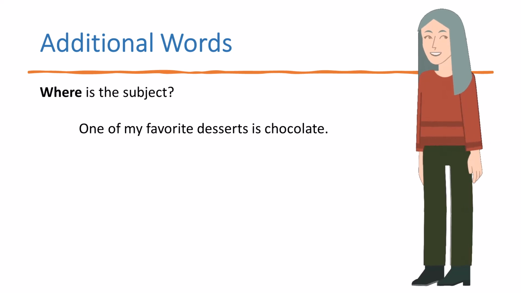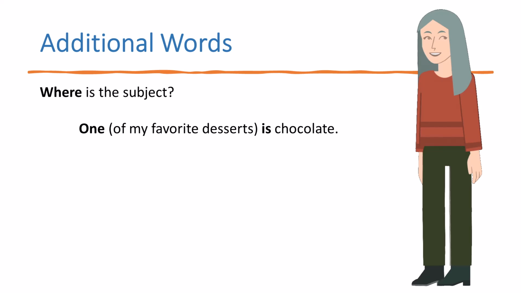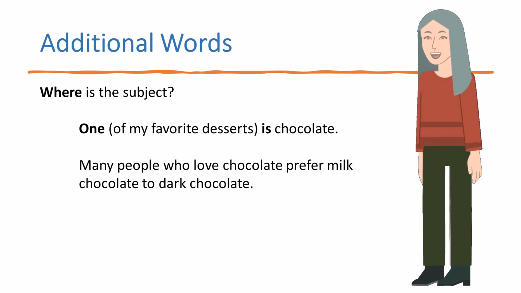There could be a prepositional phrase or other modifying information after the subject that serves to describe the subject. When we add those parentheses, we can see that the correct subject is one, and the correct verb, therefore, would be is, not are. Look at this example.